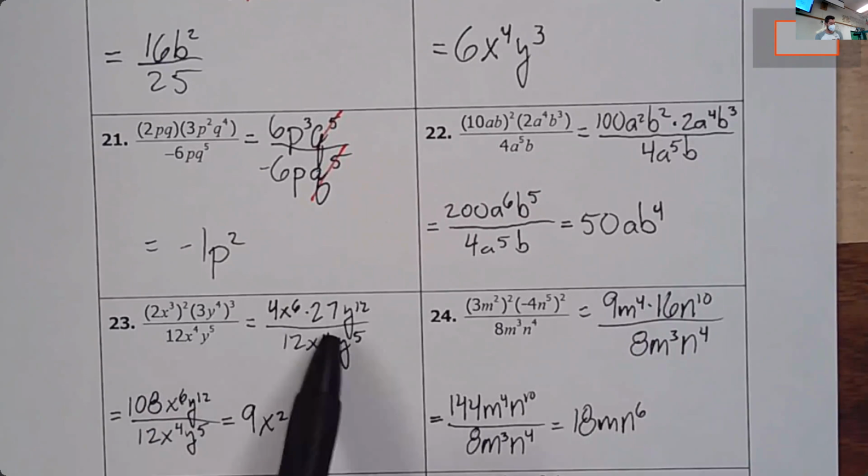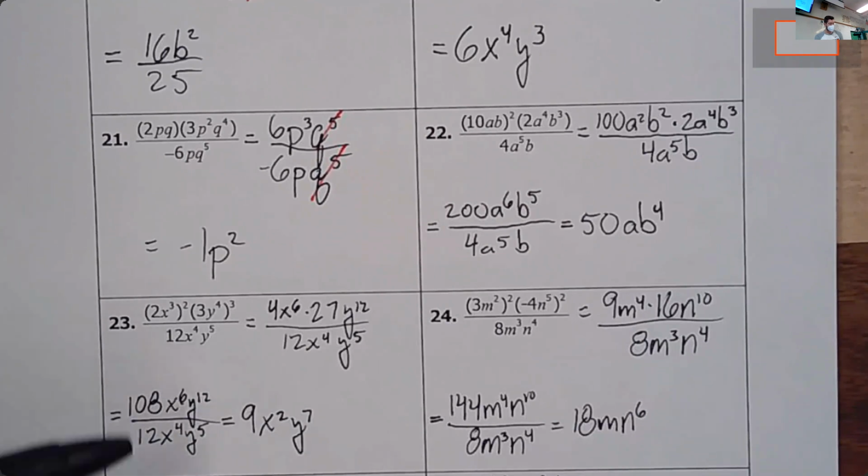So 4 times 27 is 108. X to the 6th, y to the 12th, because those are two separate variables, so we don't have to worry about adding any kind of exponents on those. The denominator stays the same for those first two steps. And then we're going to divide everything through using the quotient rule.